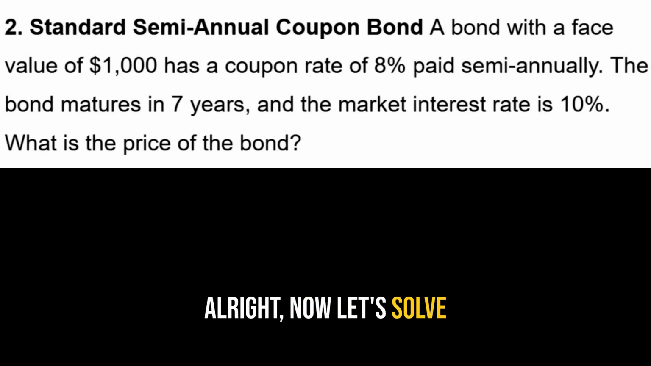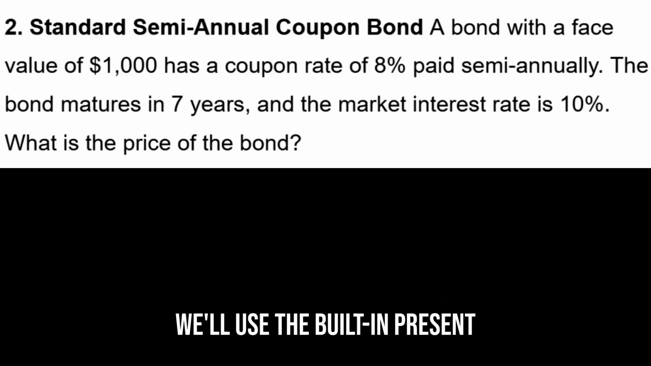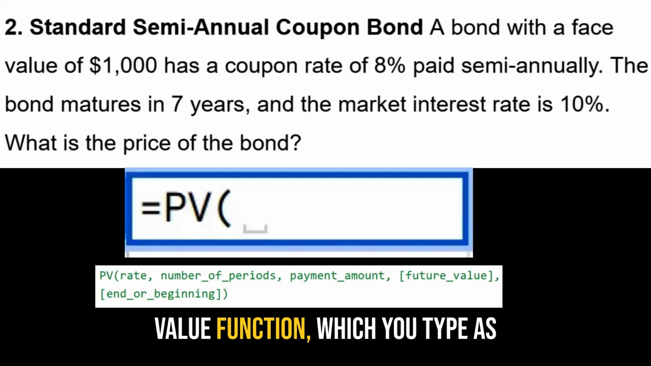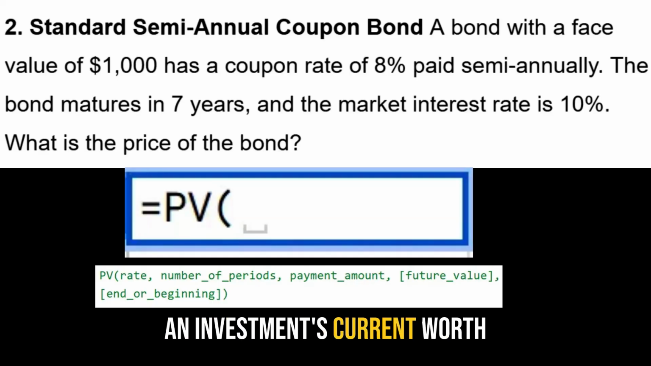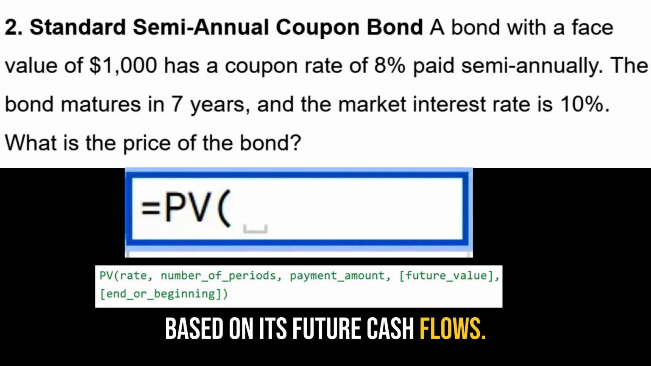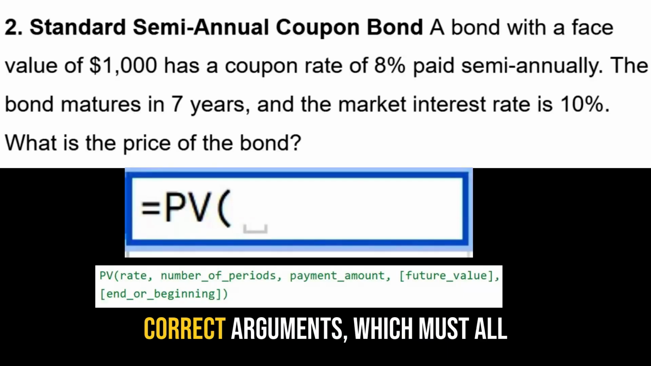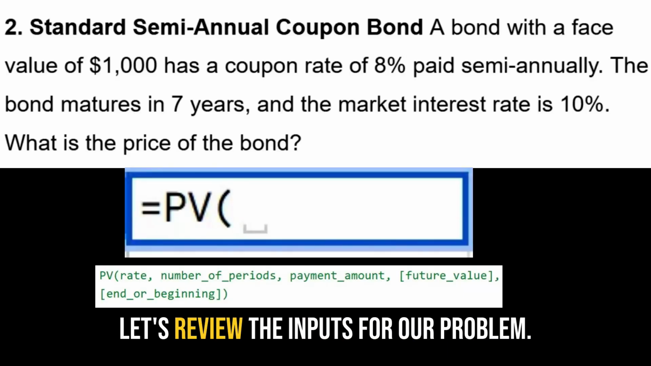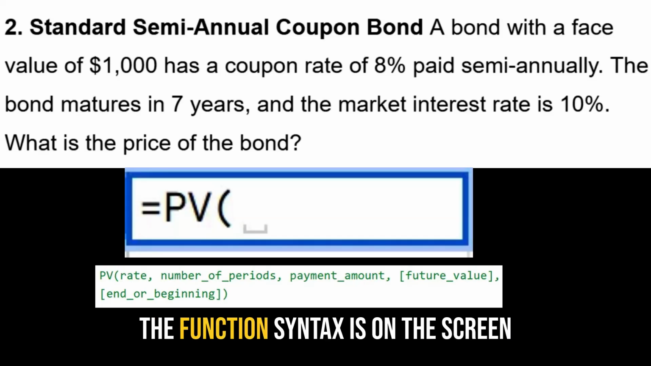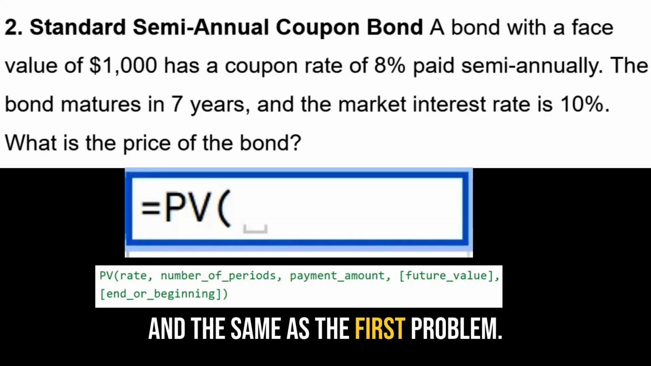All right, now let's solve this using Google Sheets. This section is designed to be a self-contained guide even if you jumped right to it. We'll use the built-in present value function, which you type as equals PV. This function calculates an investment's current worth based on its future cash flows. To use it, we need to provide the correct arguments, which must all be on a consistent semi-annual basis. Let's review the inputs for our problem. The function syntax is on the screen and the same as the first problem.